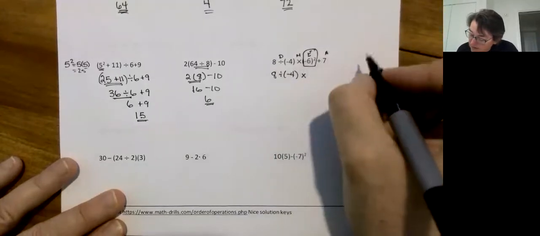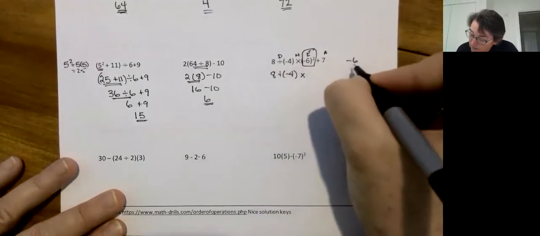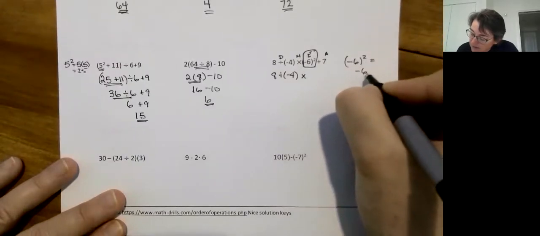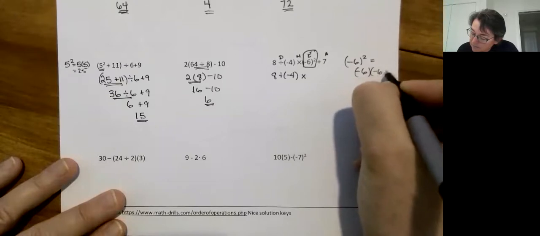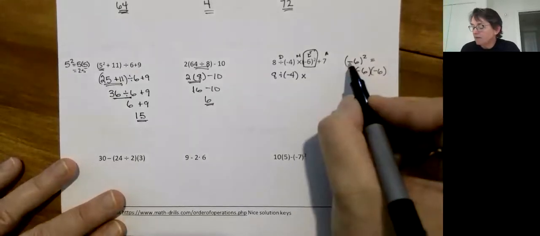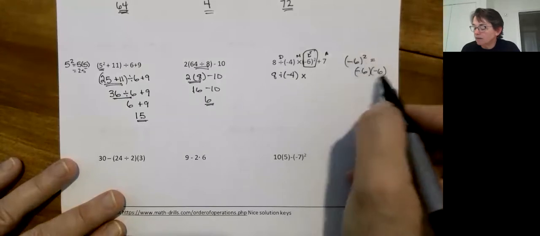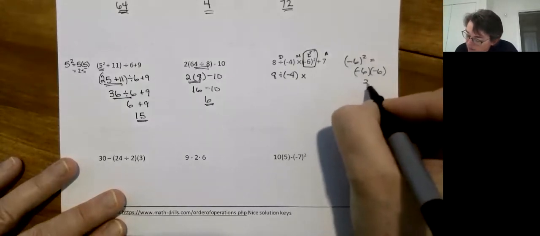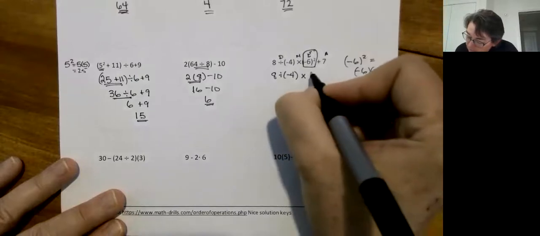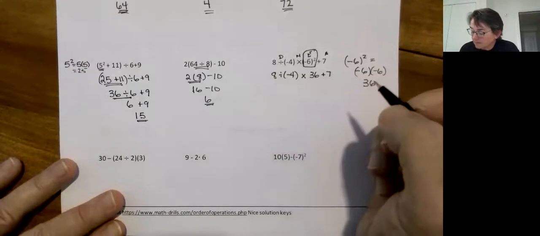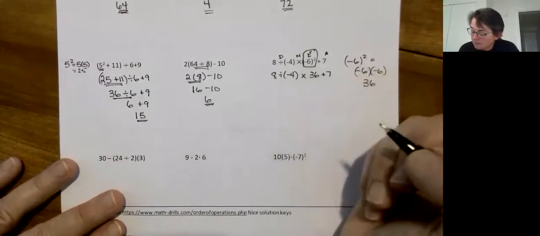Now, minus 6 squared. So I'm going to write it over here. Minus 6. That negative gets multiplied because its brackets are there. It tells you whatever's in the brackets, you're going to write it twice. So that's going to give me 36. And then bring down my plus 7. So that was my one step.